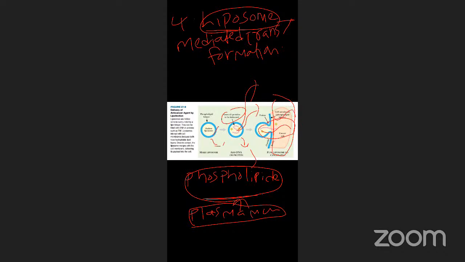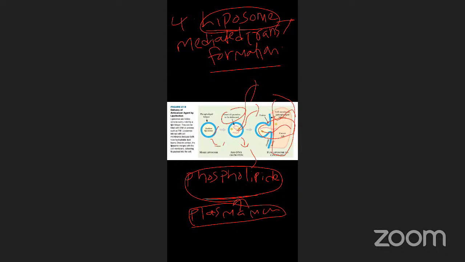Is it clear? Yes, sir. Next, when it is injected into the target cell, automatically it multiplies in the host cell. Later, it expresses the character. Liposome mediated transformation, clear?